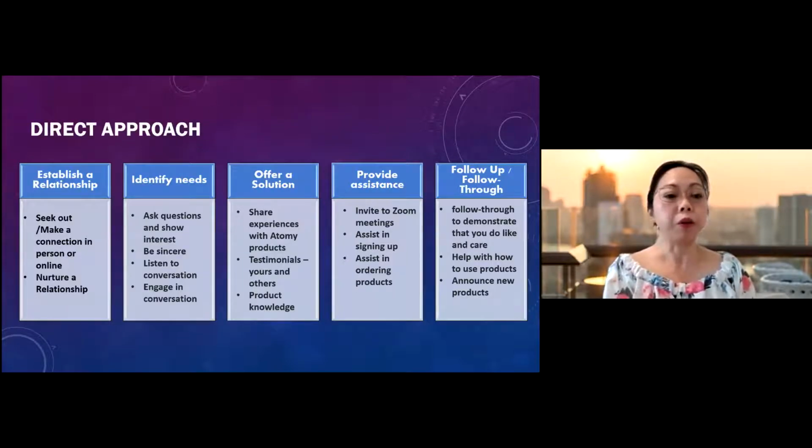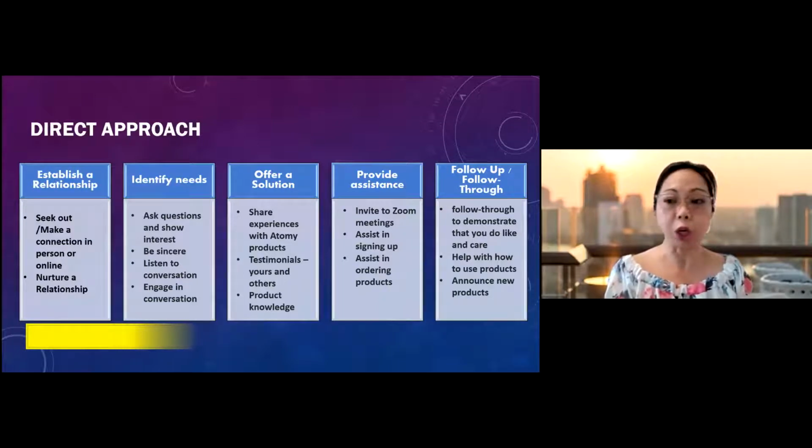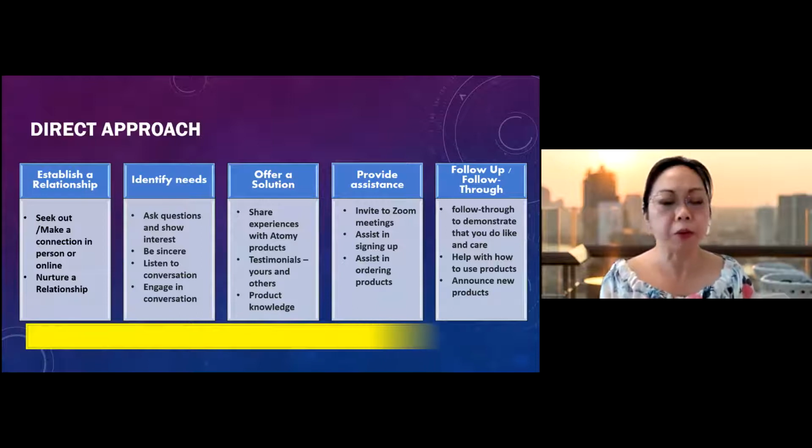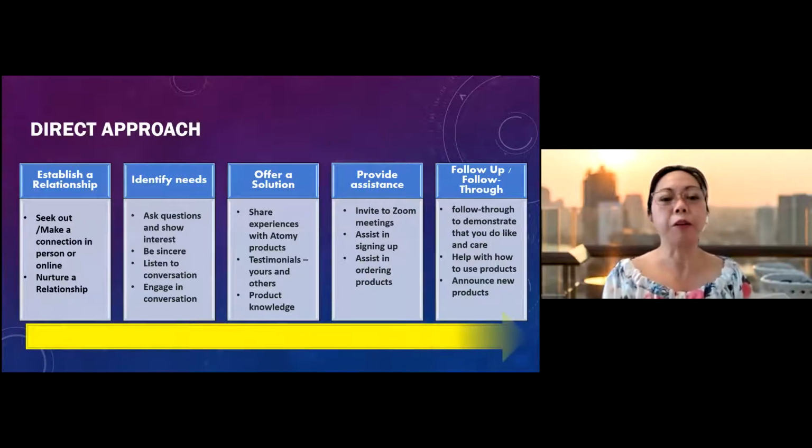For the direct approach, there's a process. You first seek out and make a connection. Make your list, and then when you see the list, you think, let me see if I could talk to this person, my classmate from high school. Make a connection and say, hey, how you doing? Then identify needs. When you finally get a hold of that person, ask questions, show interest. Don't just pretend to show interest because you need something from them, but be sincere, listen and engage in conversation, because from that conversation you'll be able to know what their needs are.